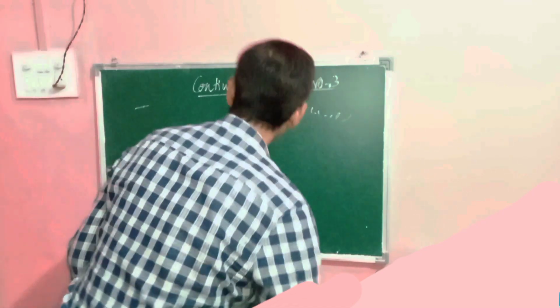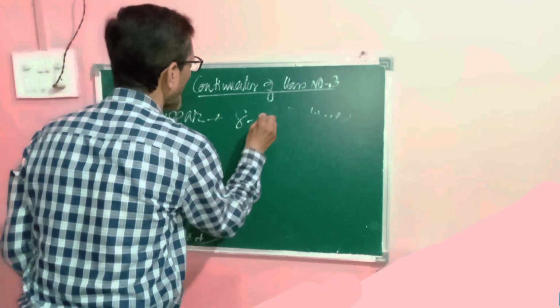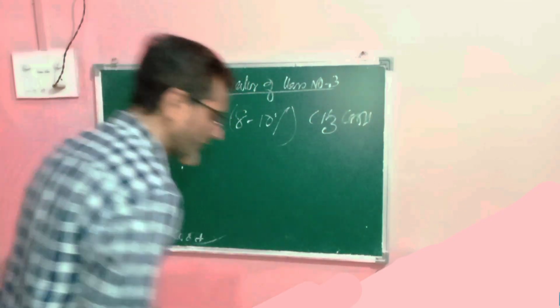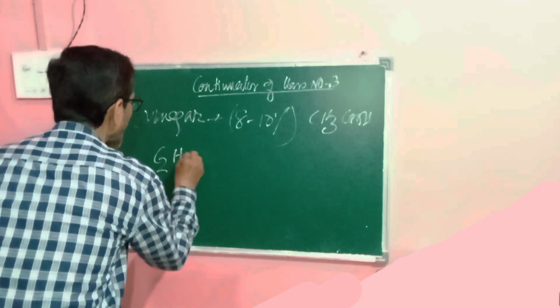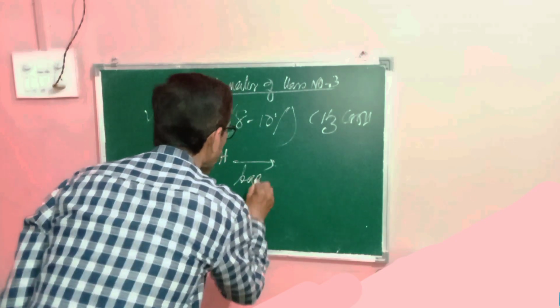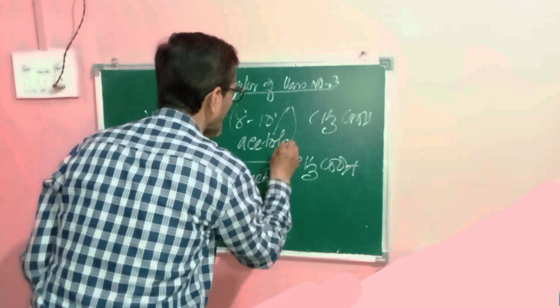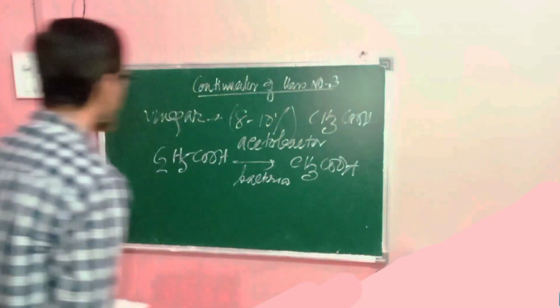So the second piece of information is vinegar. This question very often comes. Vinegar is acetic acid. And the third point, again important: where do you get vinegar from? Bacteria, Acetobacter. It is a bacteria which converts this into vinegar.